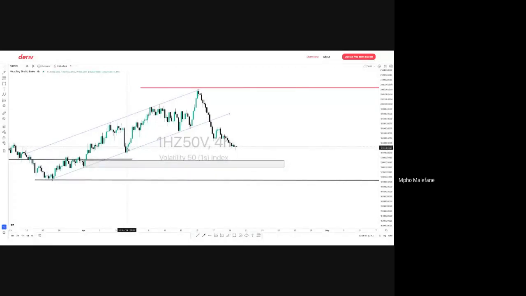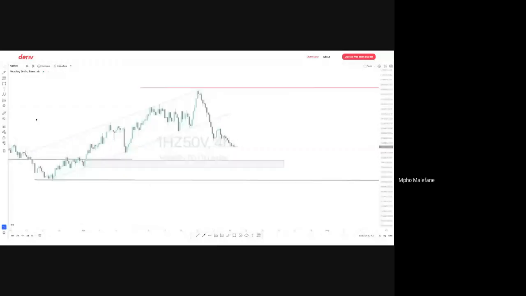Now, let's switch again. Without the time frame, maybe we can spot an order block very well around this particular place. Let's switch to 1 hour like that.